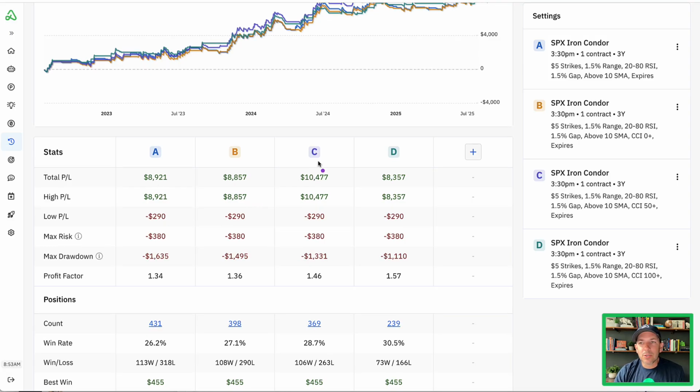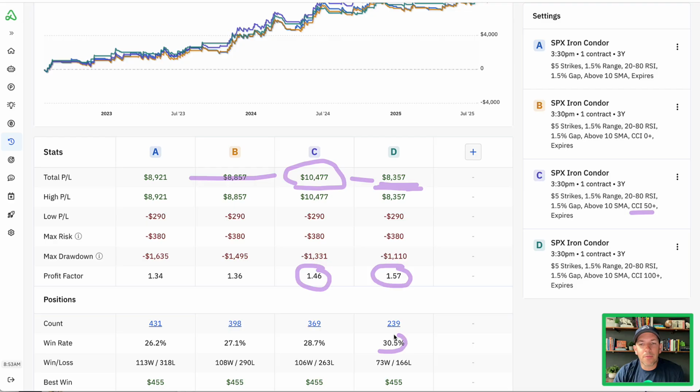If you saw test number C here, this was CCI above 50. There actually was a pretty big bump here. You can see it was actually, I'm just looking at it now, but there was a pretty big bump, and it was the only one that actually had a significant improvement in the P&L. So you saw a big bump. You saw a big bump in profit factor. This one also had a good bump in profit factor, but the total P&L was significantly lower.